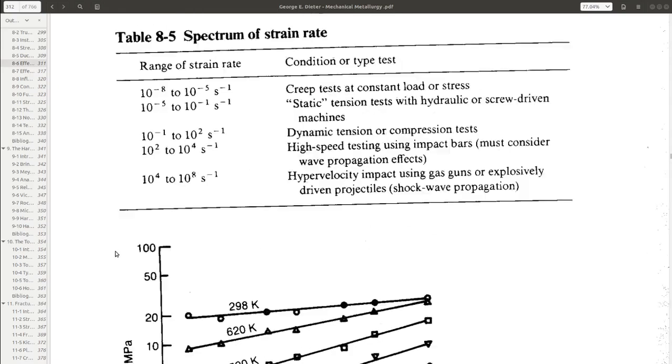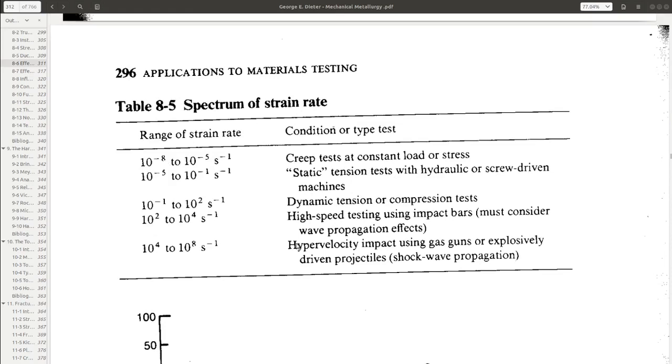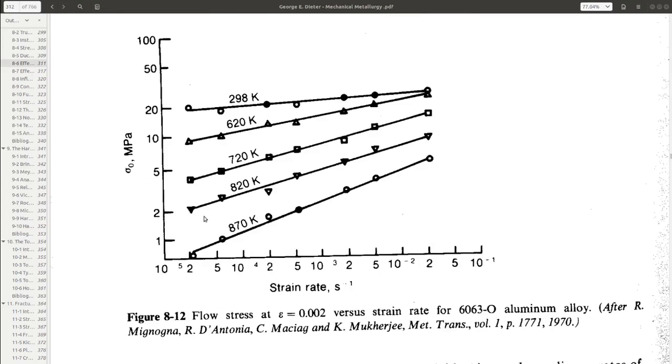Not only that, but from these conditions, if it's high speed testing or hypervelocity testing, they have a particular strain rate, because strain rate is going to influence the mechanical properties. That's why they have a particular standard of strain rate in order to do these tests. So from this graph, we could observe that there is an influence of strain rate.